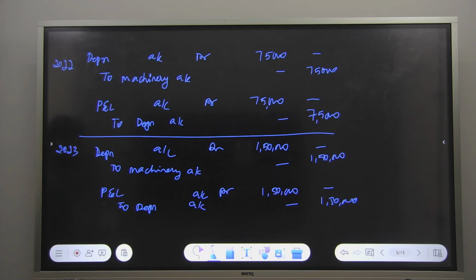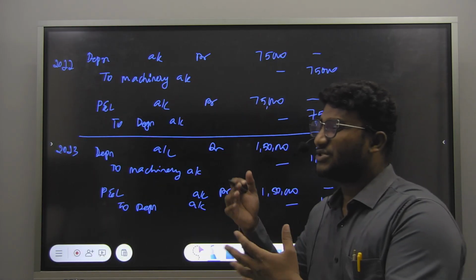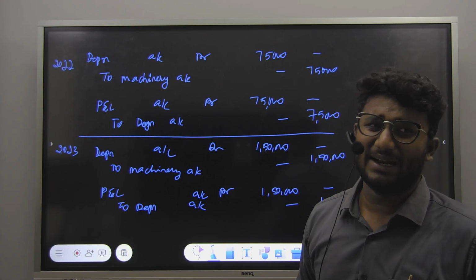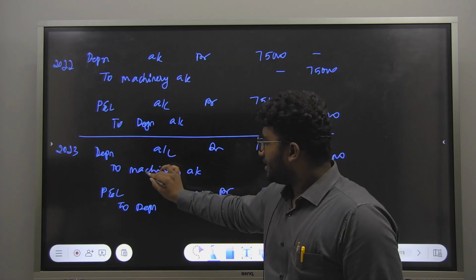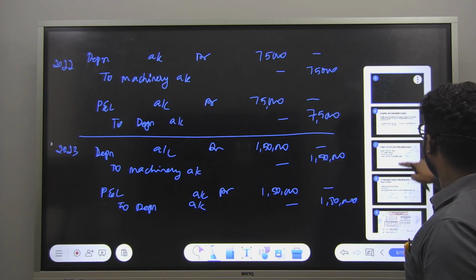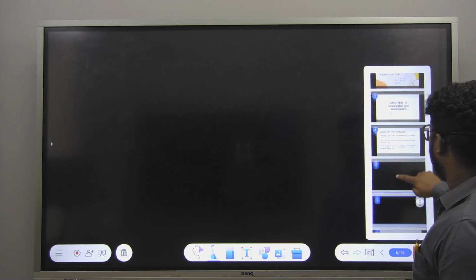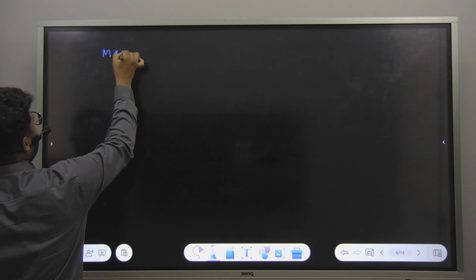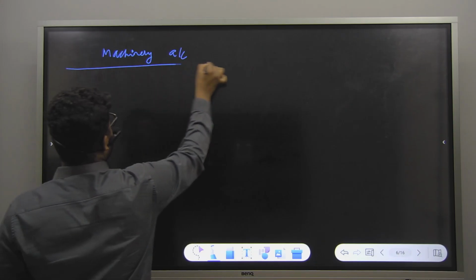No, sir. Okay. They asked us to prepare the machinery account. They have not asked you to pass journal entries; they have asked you to prepare and show the machinery account. So here there are two items: machinery is there, depreciation is also there. We'll prepare both of them. Machinery account.